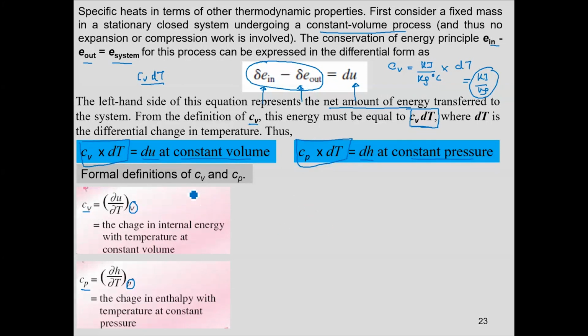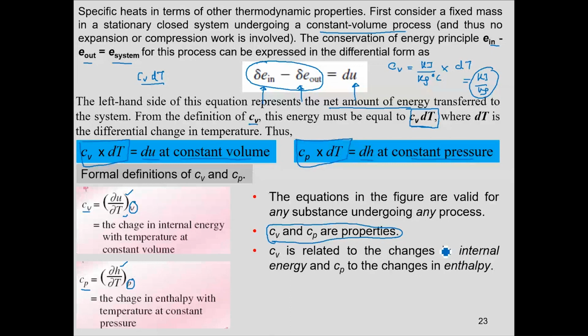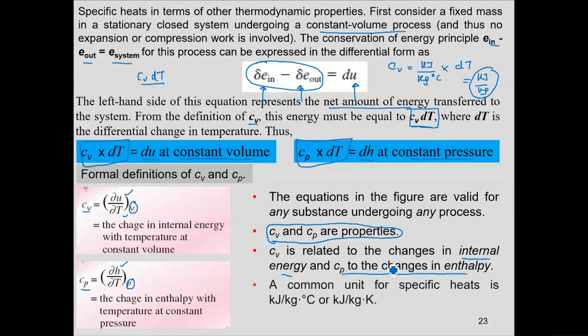Now, since U is a property, T is a property, and enthalpy is a property, I would say that CV and CP are also properties of the system. And CV is related to the internal energy of the system, whereas CP is related to the enthalpy changes in the system. And the common unit is kilojoules per kg per Kelvin or per degree centigrade. Is there any difference between the two units?